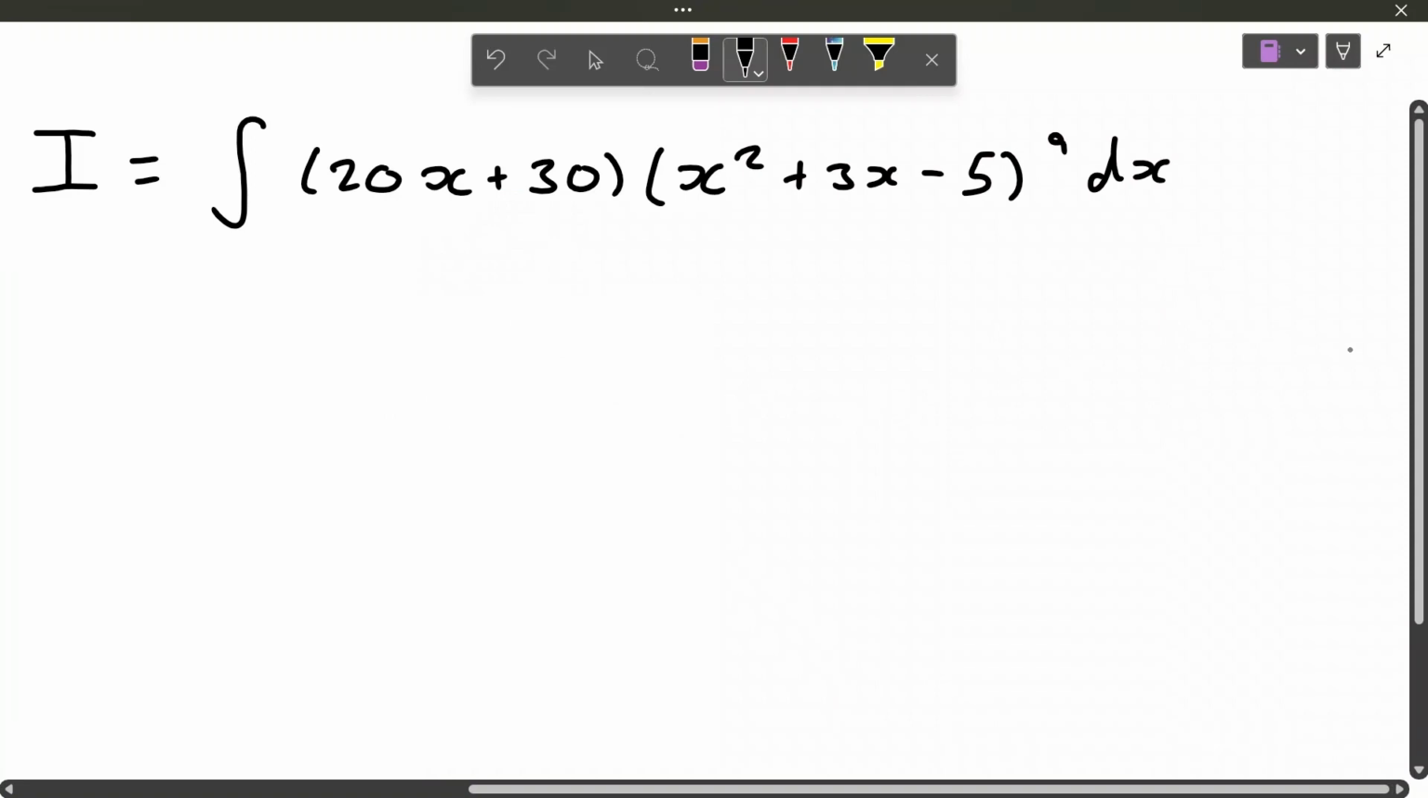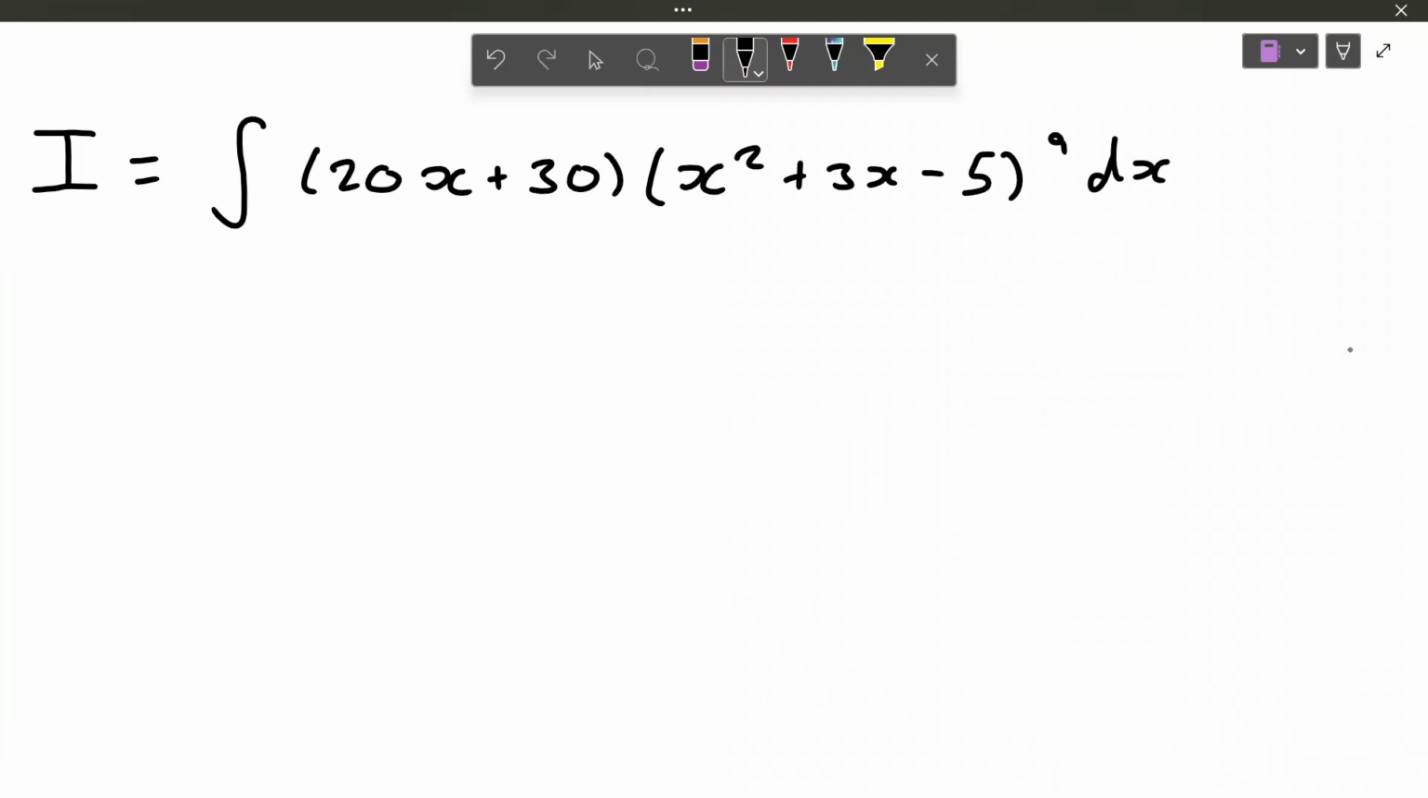To solve this integral here, what we're going to do is use integration by substitution to illustrate how this technique works and give you a practical example of using it. So integration by substitution is sort of the opposite of the chain rule for differentiation, and we'll see that as we run through this example.